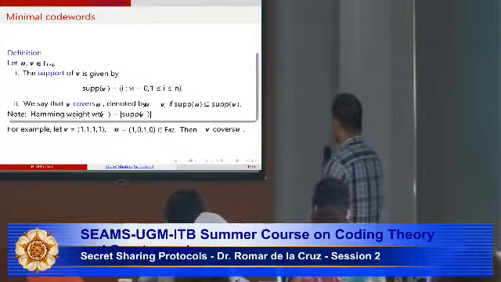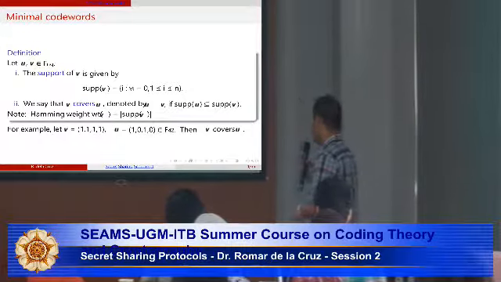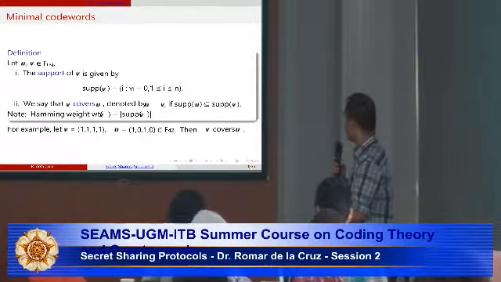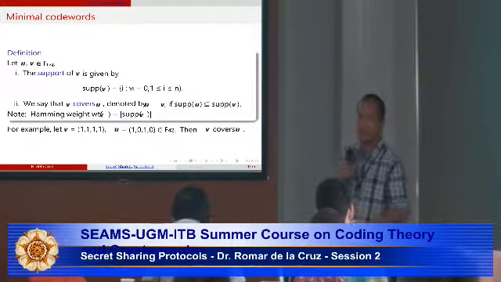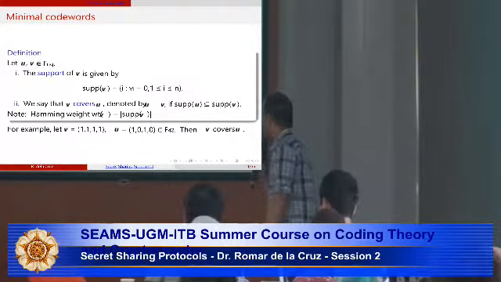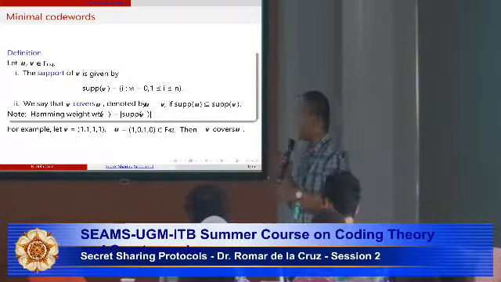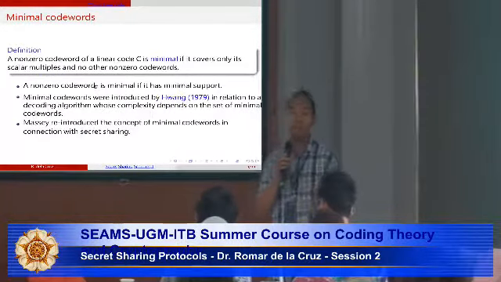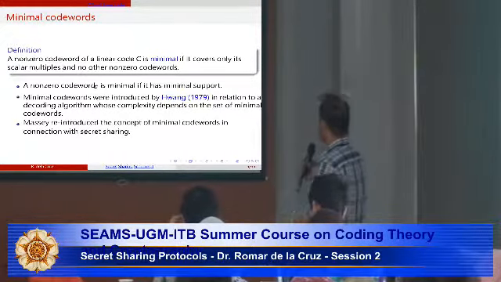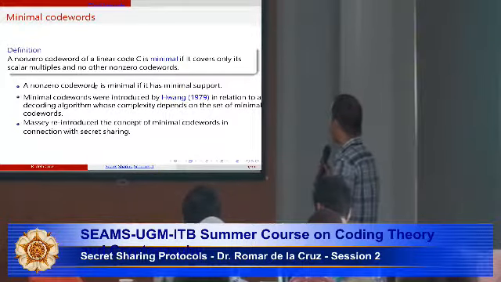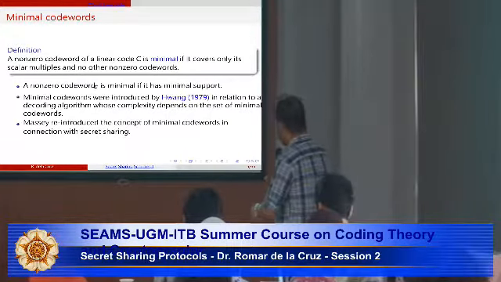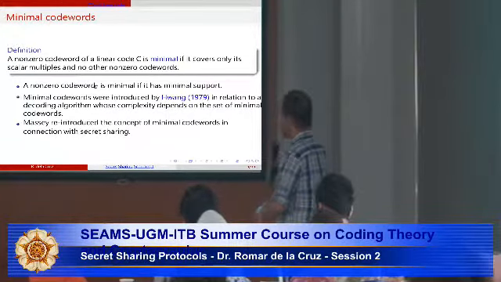So an example is the following. You can see that the vector V covers the vector U because the support of U is a subset of the support of V. So what do we mean by minimal code words? Essentially, it means code words with minimal support, minimal with respect to set inclusion. A non-zero code word is minimal if it covers only its scalar multiples and no other non-zero code words. Another way of saying it is it has minimal support.